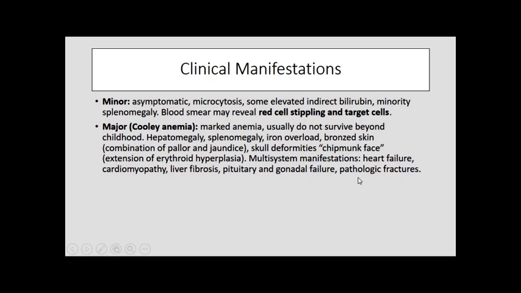Remember what happens when the bone marrow is trying to compensate with increased erythroid production. Okay, the bone marrow increases in size, and the cortex of the bone gets thinner, and they can have many different fractures. So these people normally don't live beyond childhood.